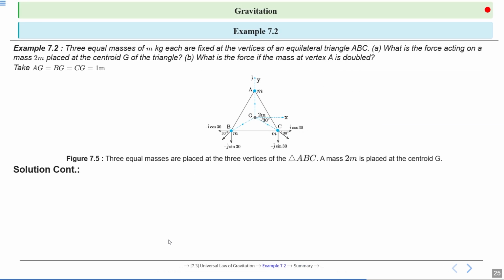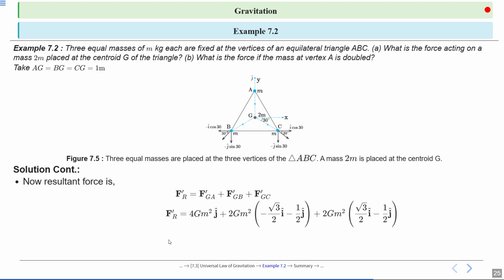Now let's calculate the resultant force acting on the mass at the centroid. So we begin by summing the forces due to each mass at the vertices. So the resultant force denoted as FR prime is equal to the vector sum of the forces from each vertex. So FGA prime plus FGB prime plus FGC prime.